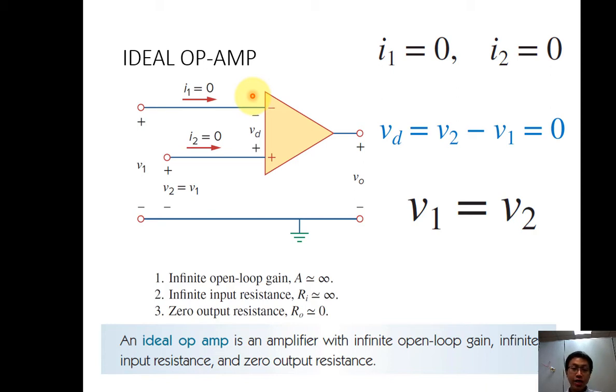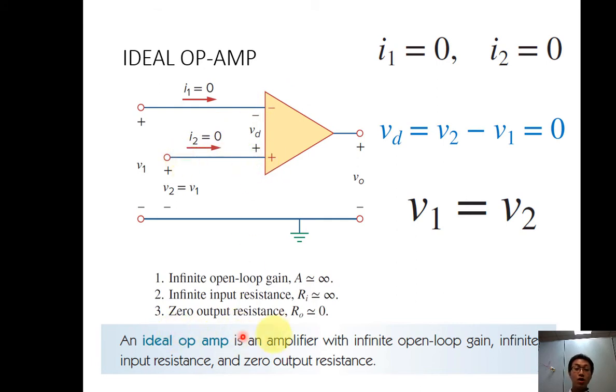So for the ideal op-amp, first of all, it must have infinite open loop gain, where A must go to infinity. This is the first assumption. Second assumption, it must have infinite input resistance. So the input resistance across this will be infinity, until no current can go into the amplifier.